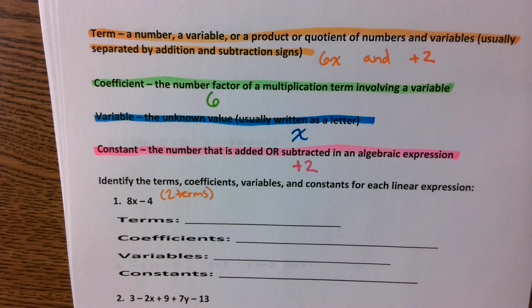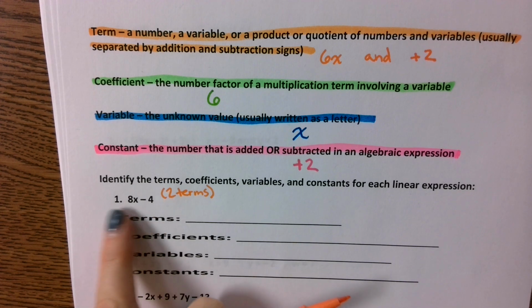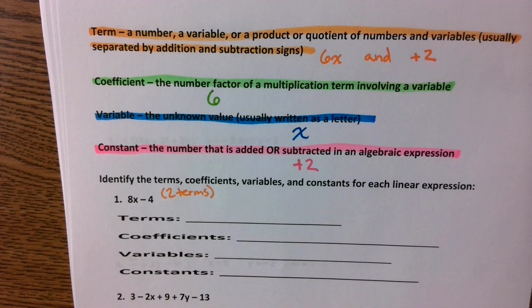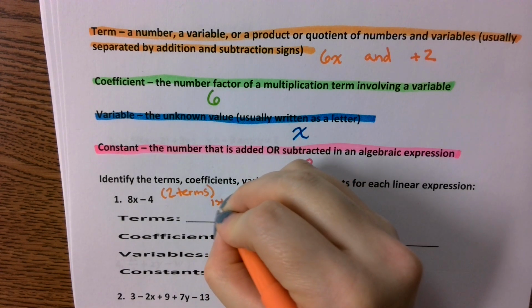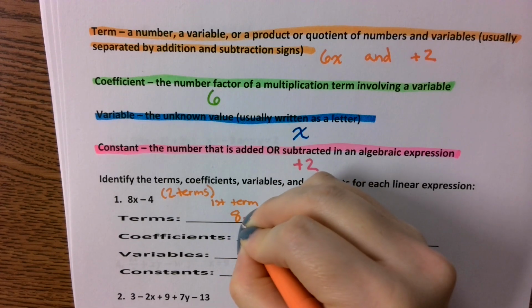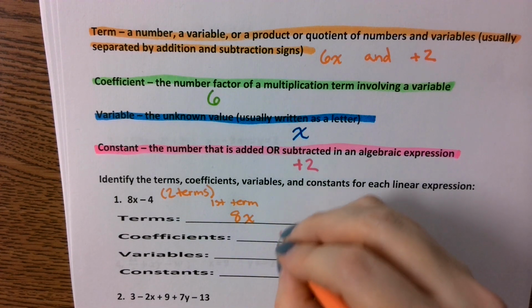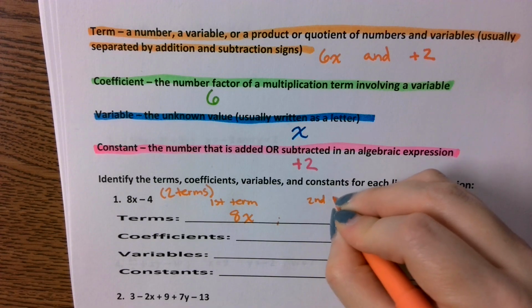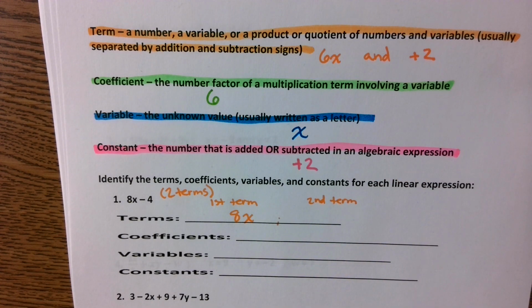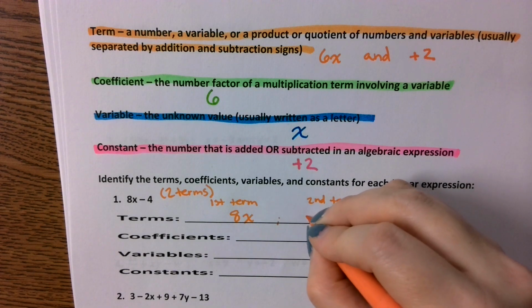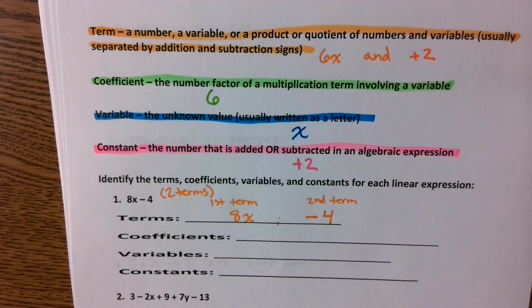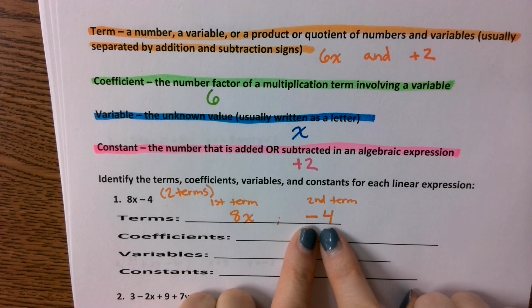Who can raise their hand and tell me what's the first term? First term, Jacqueline? On number 1. 8x. Number 1, our first term is going to be 8x. Okay? What is our second term? What's our second term? Noah? Close. Minus 4 or negative 4, right? You have to write that minus sign with it to indicate that it belongs to the 4. Okay, it is a negative 4, a minus 4.